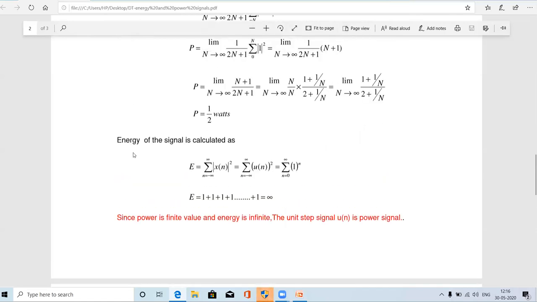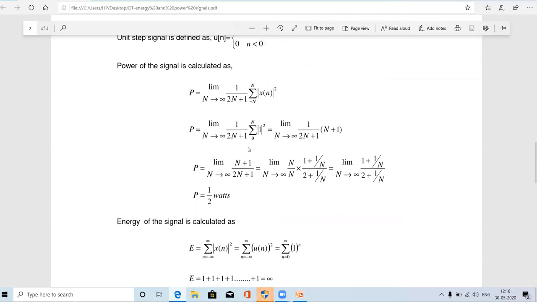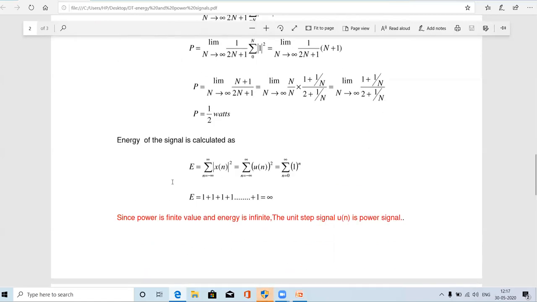Similarly, if you want to find the energy, for a power signal the energy value is infinite. If you are calculating the energy value, what is the energy formula? Summation n equal to minus infinity to infinity, x of n the whole square. What is the x of n here? u of n. What is u of n? 1. So n equal to 0 to infinity, 1 squared.